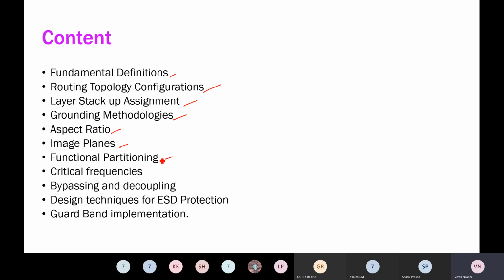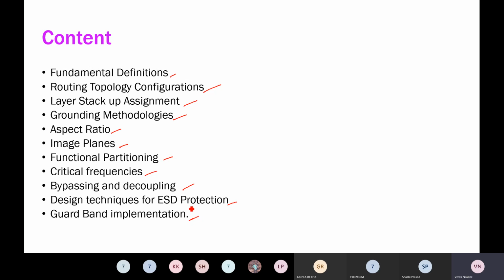Then functional partitioning, so that we will group the schematic components depending on their functions, maybe memory related functions, maybe processing related functions, or analog or digital functions, and so on. Critical frequencies, this is important when we are doing PCB designing and track length. Bypassing and decoupling: bypassing is bypassing your spikes in the circuit, and decoupling is decoupling the interference in between the two parts of the same circuit. Okay, then design techniques for ESD protection and guard band implementation.